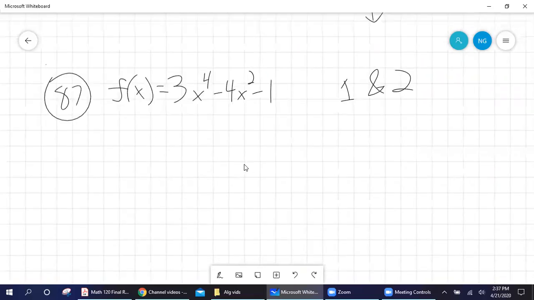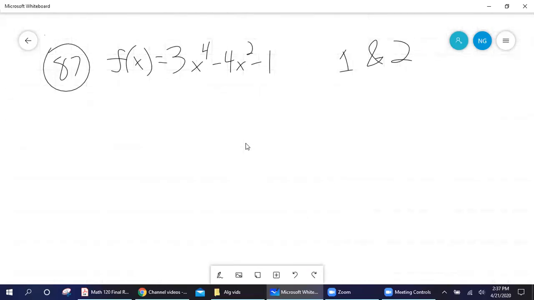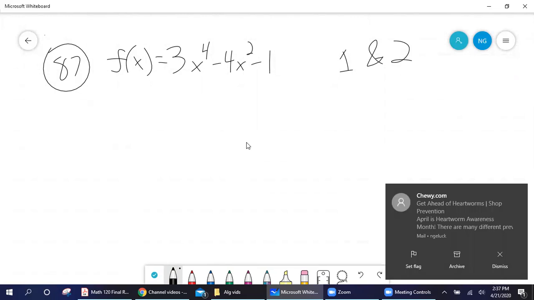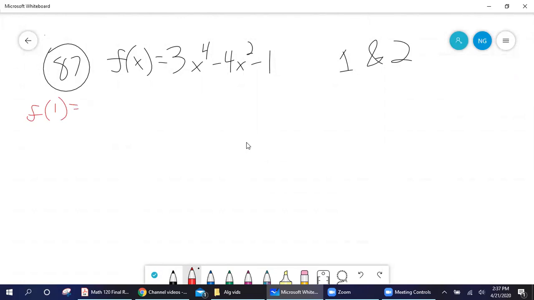For number 87, we're using that intermediate value theorem. So this is a fancy way of saying plug in these numbers and see if their results have different signs. So I'm going to first plug in 1. So f of 1, this would be basically 3 minus 4 minus 1, which is going to give me -2. So essentially what this is saying is when x is 1, y is -2.